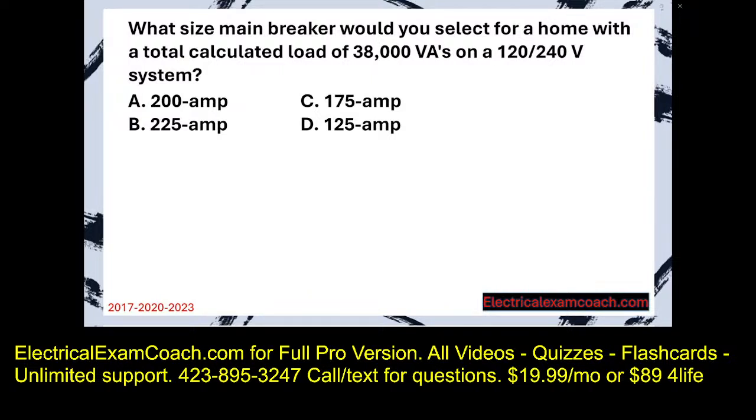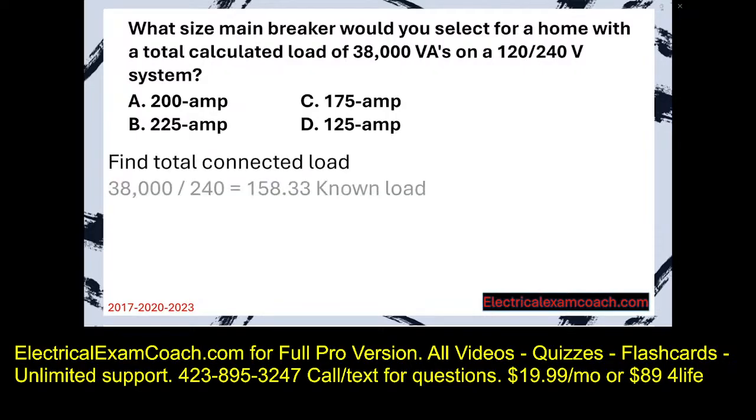What size main breaker would you select for a home with a total calculated load of 38,000 VAs on a 120/240 volt system? Step 1, find our total connected load. They've already done the math for us, so all we have to do is divide by the system voltage. And in this case, it equals 158.